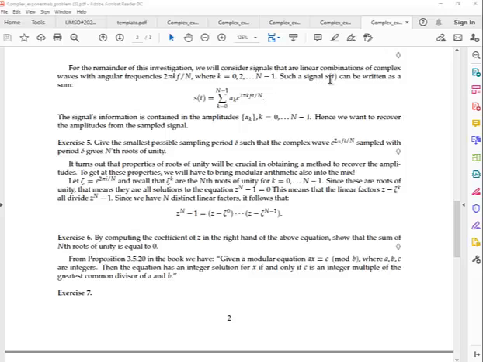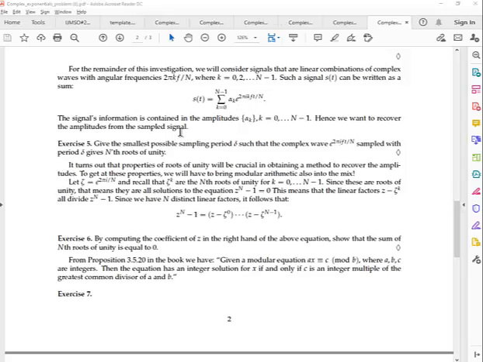Such a signal S of t can be written as a sum. S of t is the sum. So here we have a linear combination, which just means a sum of constants times these complex waves. And here this is missing an i. Well, it was missing an i. It's not missing an i anymore.